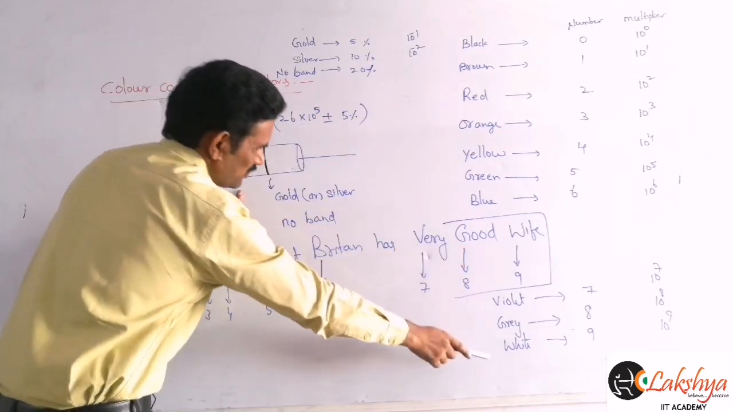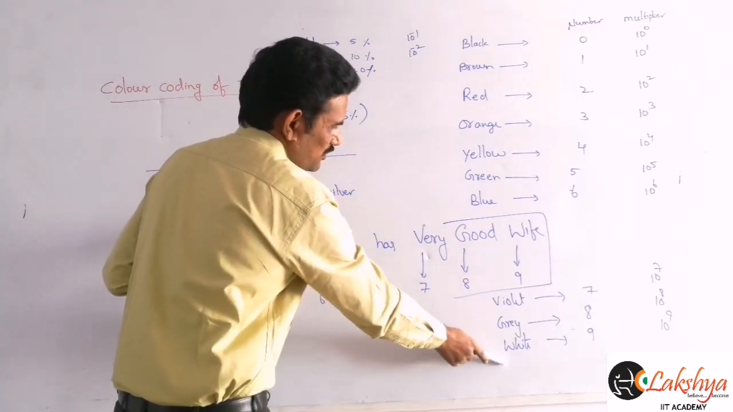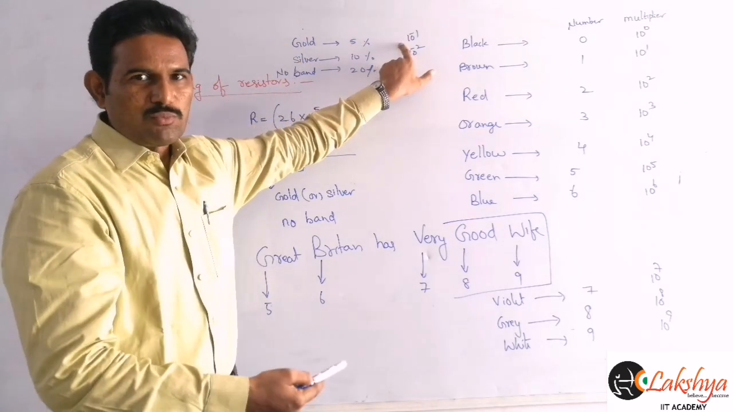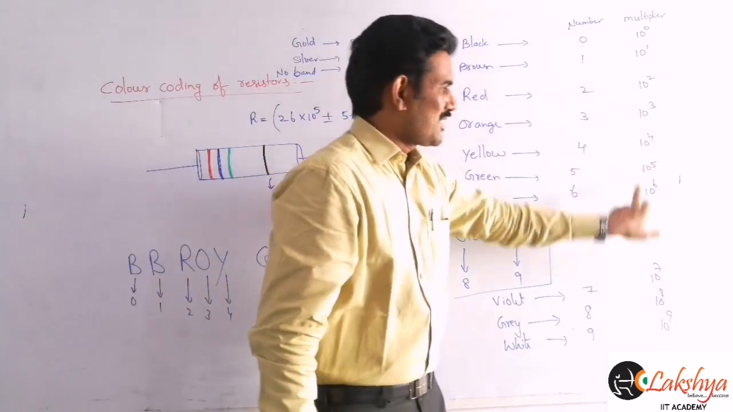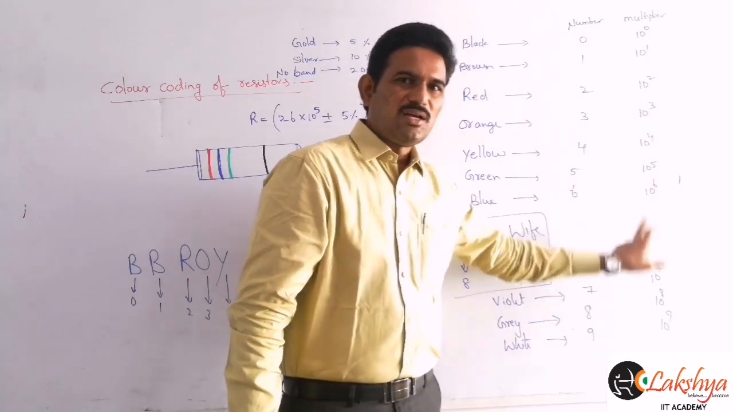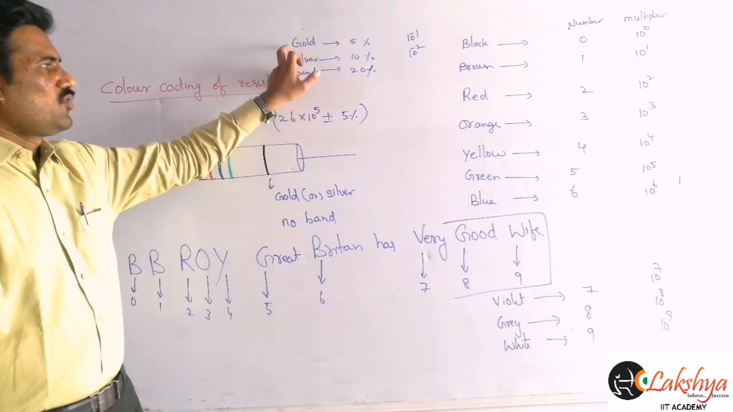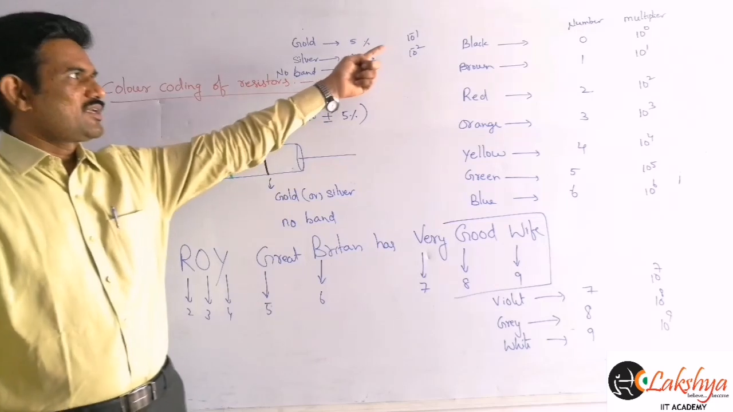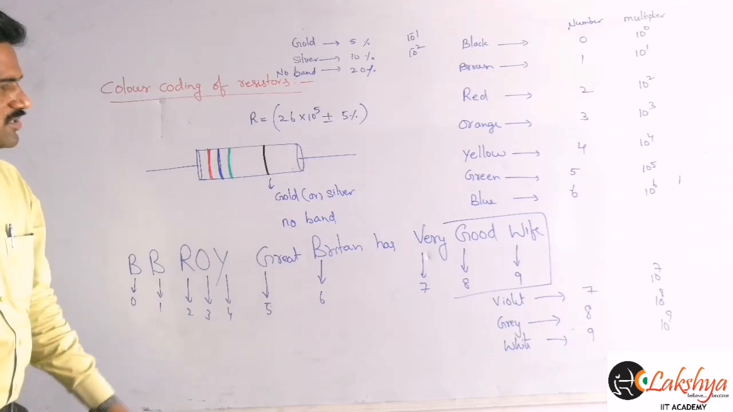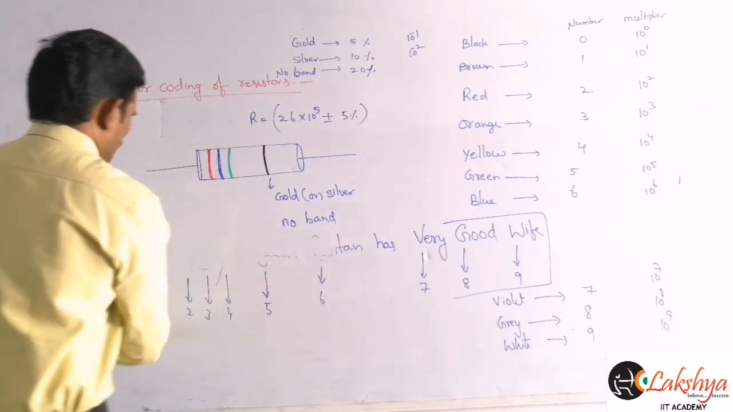So when you are noting this, continue these values after white. Write gold 5% and the 10 power multiplier. If that particular color is in the place of the third band, then we need to consider the 10 power value. Similarly, sometimes gold and silver may be the third band, so we can represent this as 10 power minus 1 and 10 power minus 2. So that is the representation of these color bands. I will give another example here.